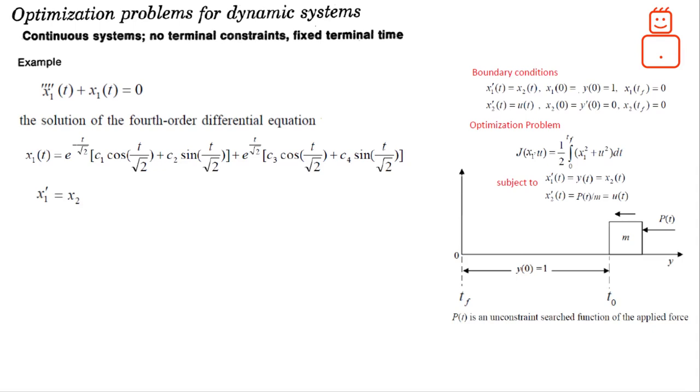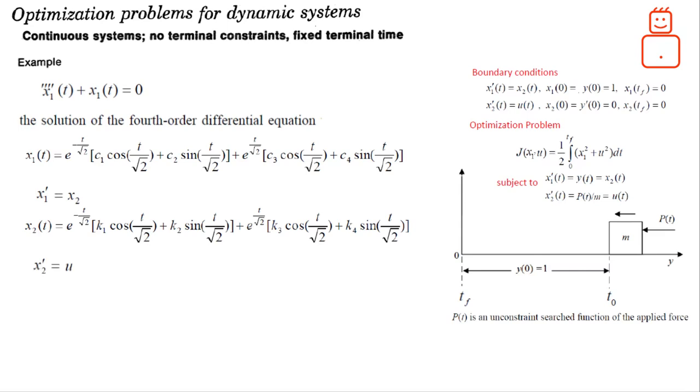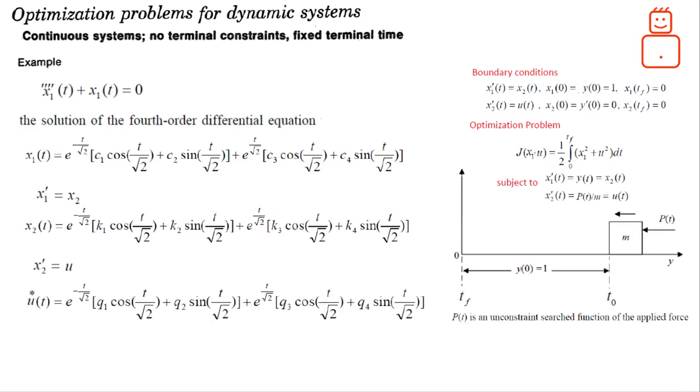Thus, the trajectory of x2 can be written as shown, and most importantly, the function of the control action u of t can also be derived from the shown relation, which is also given by the process dynamic. Therefore, the optimal control law is given as shown. In all these three trajectories, C1 through C4, K1 through K4, and Q1 through Q4 are constants that need to be determined.